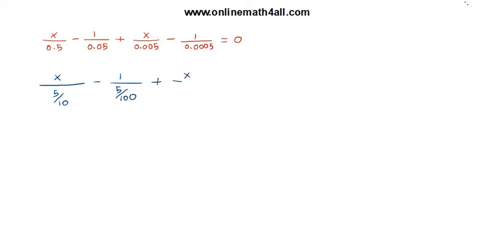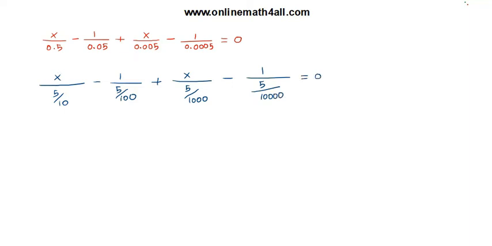In this way, 0.005 can be written as a fraction with 1000, because there are three digits after the decimal point. So 5 over 1000, negative 1 over, here there are four digits after the decimal point, so we can write this one as a fraction with 5 over 10,000, is equal to 0.